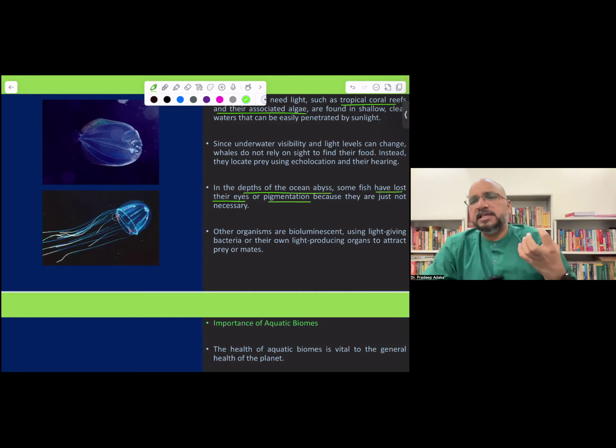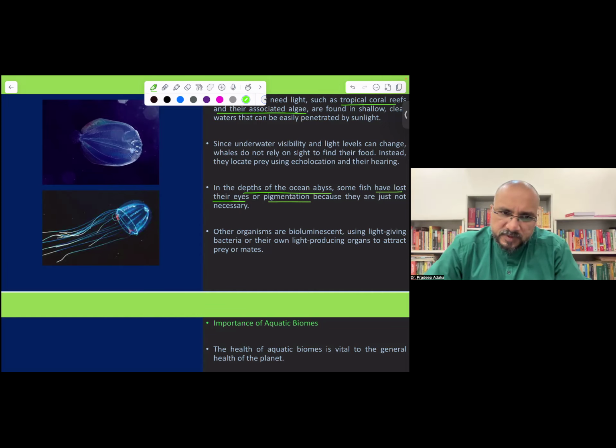So to perceive the light you require eyes. So there is no light, so no need for eyes, and the eyes have degenerated. So some other organisms are bioluminescent, they produce light. Either they have their own source or they are in association with some bacteria which are bioluminescent. So these bacteria produce the light, or the organism itself has this mechanism. So they have a molecule called luciferin.